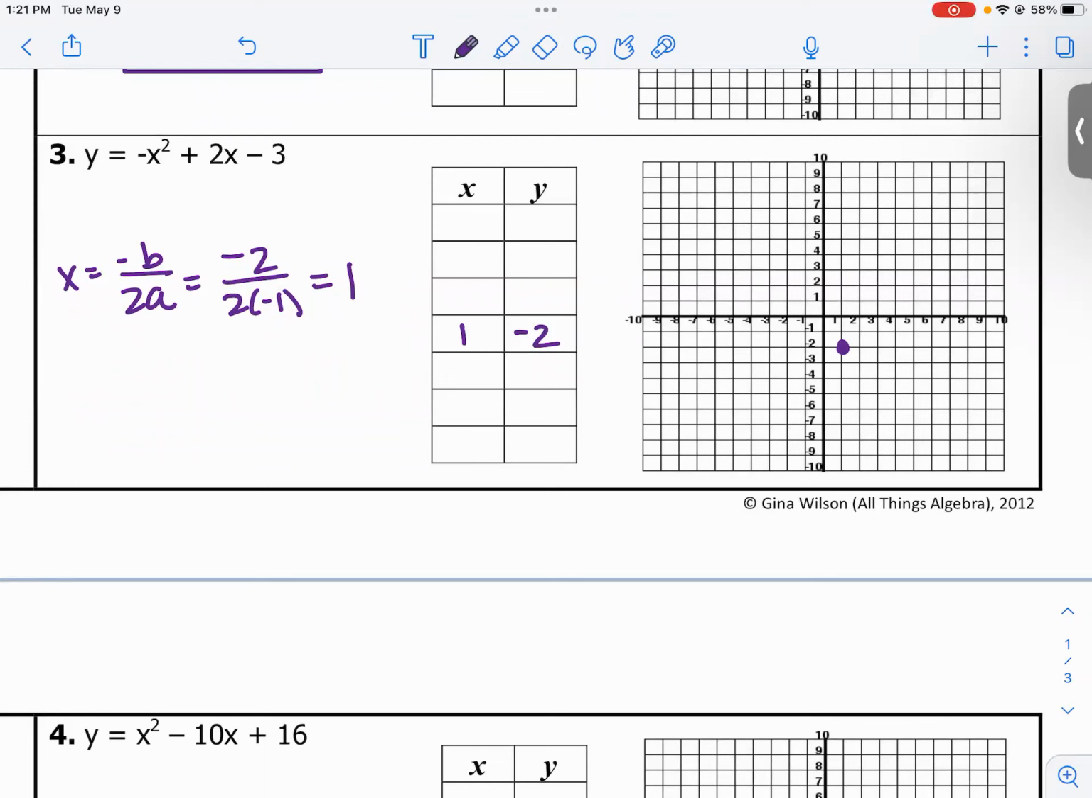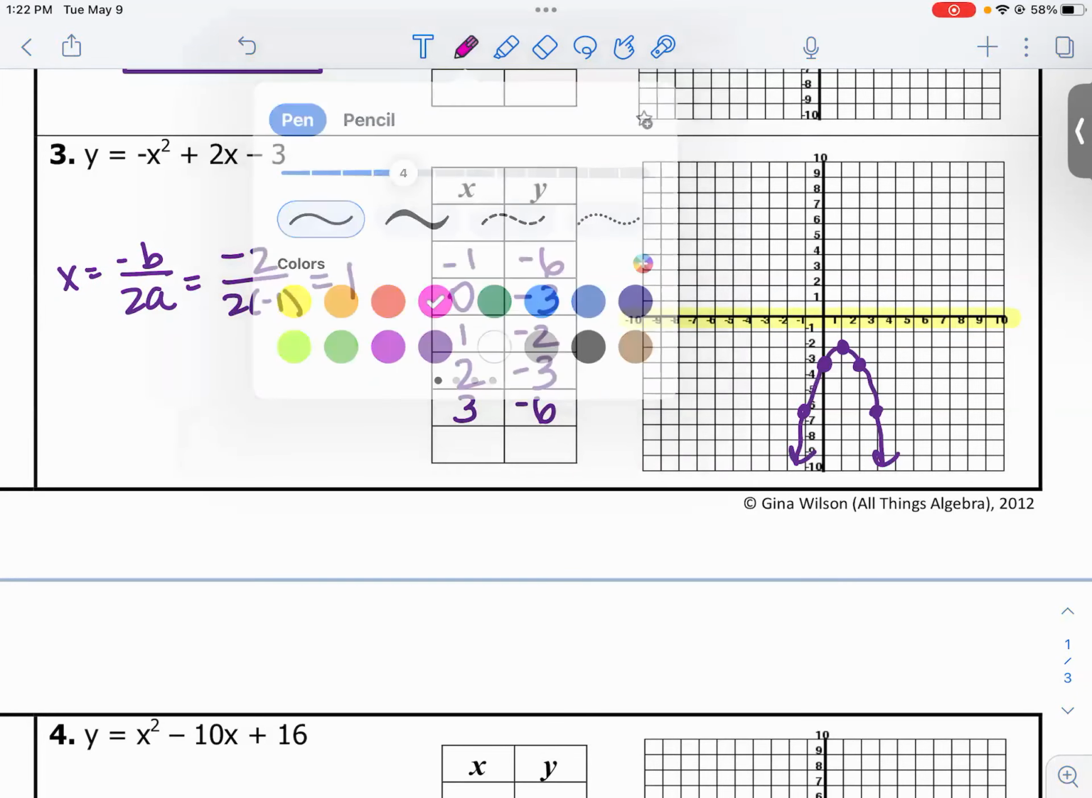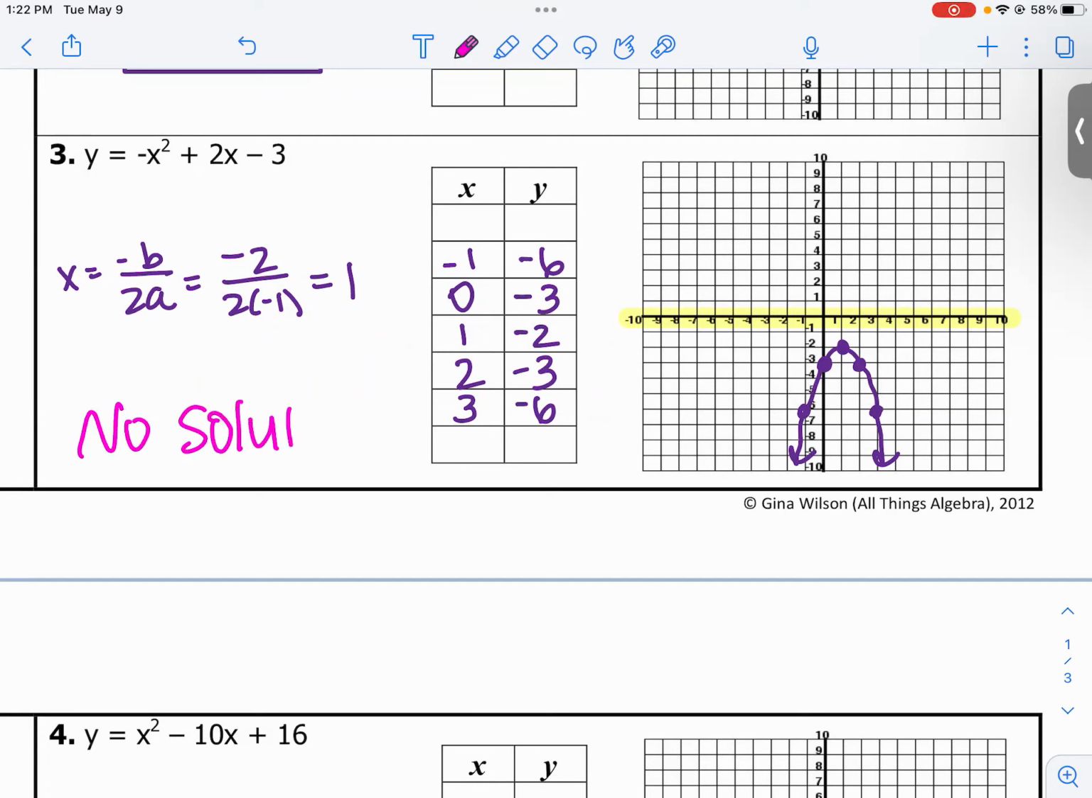Nope. I'll do. So then, if we plug in 0 and 2, we get -3. If we plug in -1 and 3, does that say -6? It's a 6. Okay. So this does not cross the x-axis. So we have to say that there is no solution.